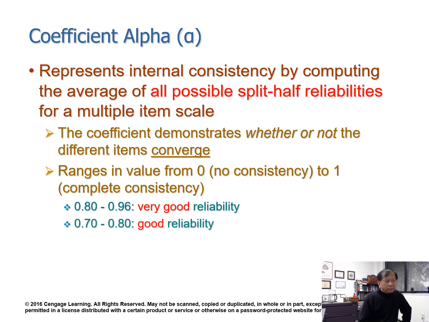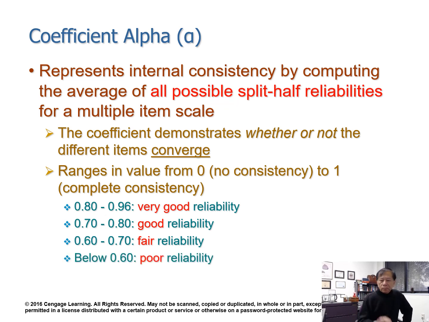A coefficient alpha of 0.8 to 0.96, we normally say, is very good reliability. 0.7 to 0.8 is good reliability. 0.6 to 0.7 is fair reliability. Below 0.6 is poor reliability.